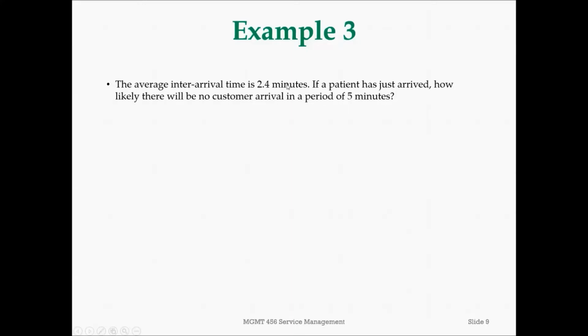So first of all, what is 2.4 minutes? 2.4 minutes is the average inter-arrival time. So basically it means 2.4 is A. So A is equal to 2.4 minutes. If a patient has just arrived, how likely is it that there will be no customer arrival in a period of 5 minutes? A period of 5 minutes means the time interval we're talking about here is 5 minutes. So this is T.